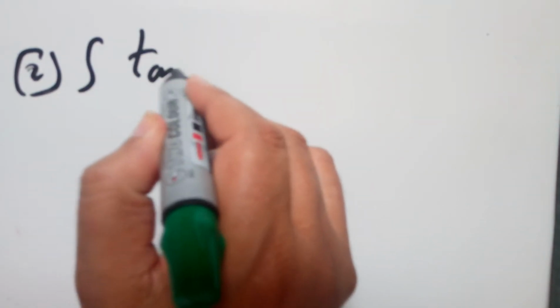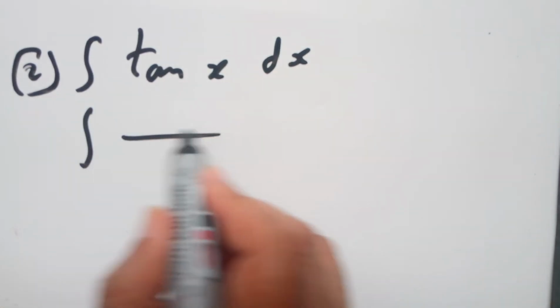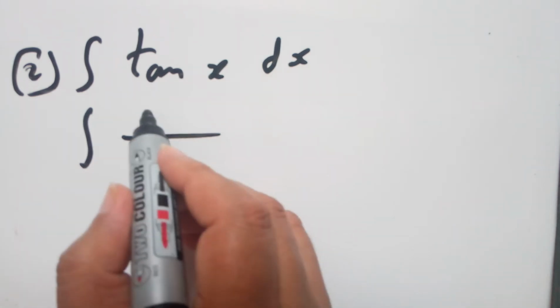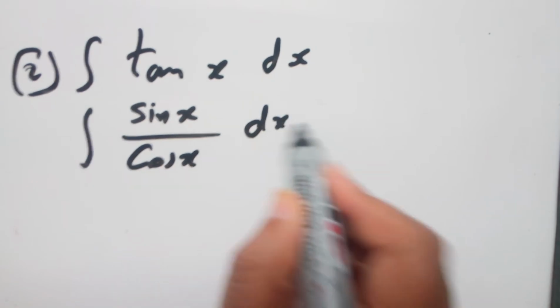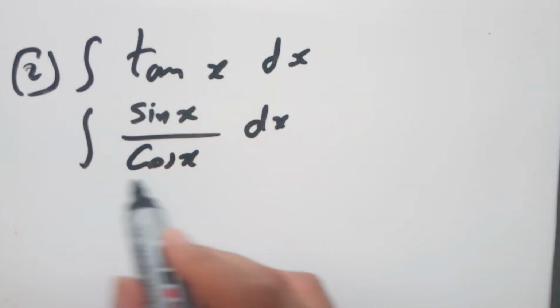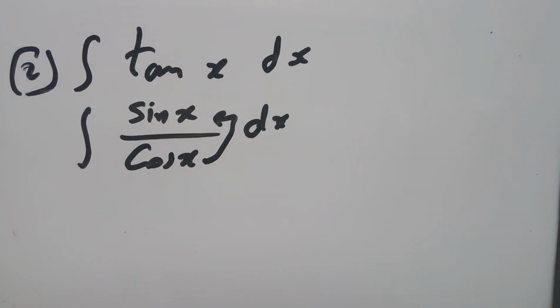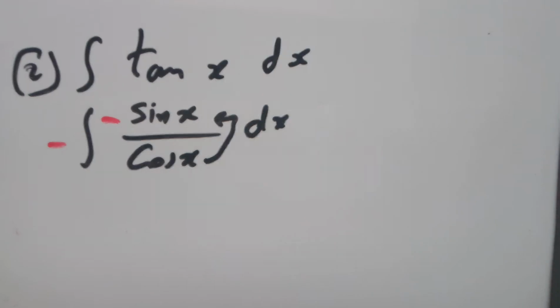Number 2. How to get the integral for tangent x with respect to x. You know that tangent x is what? From the identities of trigonometric functions, it is sine x over cosine x with respect to x. Now you have a fractional form. What is the derivative for cosine? It is negative sine. Then you will multiply by negative here and negative out. Negative by negative will be positive.